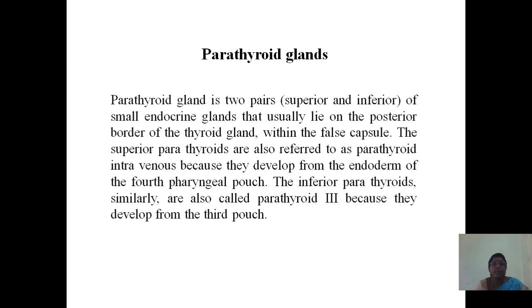The superior parathyroid is also referred to as parathyroid 4 because it develops from the endoderm of the fourth pharyngeal pouch. The inferior parathyroid is similarly also called parathyroid 3 because it develops from the third pouch.